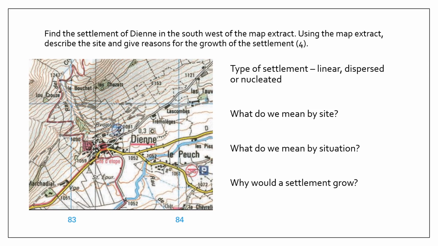So some of these questions require you to use the map extract to describe the site and give reasons for the growth of a particular settlement. And so first of all, it's useful to, before you start thinking of different reasons, think about what type of settlement it might be, and also what do you mean by site, what do you mean by situation, and why would a settlement grow. If you know all those, please wind forward a few minutes to when I talk about the answer. If not, please carry on watching for a few minutes while I go through and answer each of those 4 points on your screen.